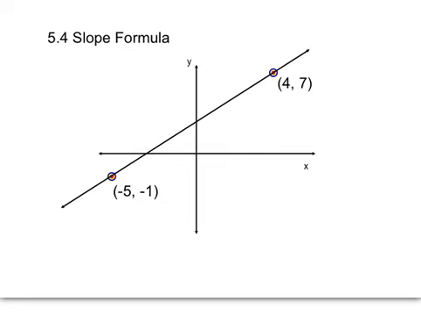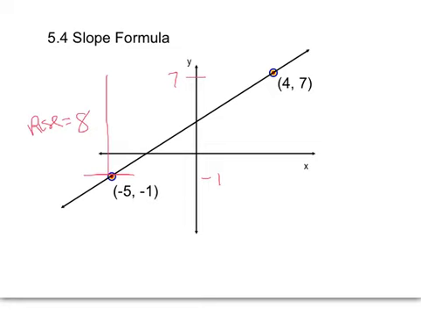In section 5.4, you use what's called the slope formula to figure out the slope between 2 points. I think you've been doing this since junior high. So we have 2 points, (-5, -1) and (4, 7). That means this is 7, and this is -1. If you subtract 7 and -1, you get 8, which is the rise here.